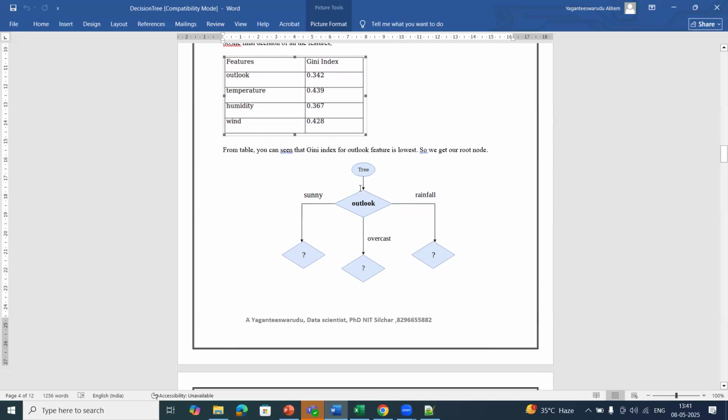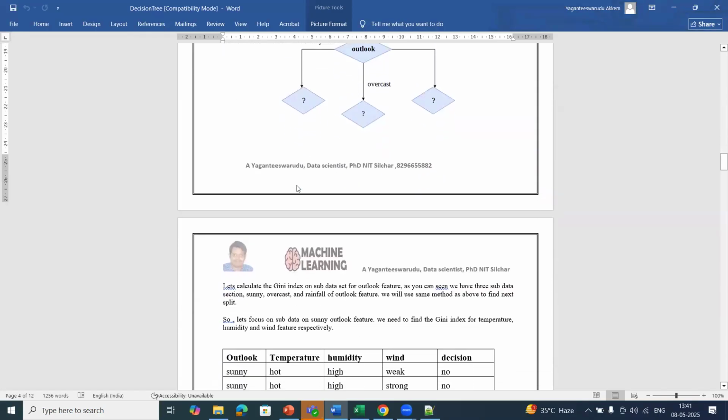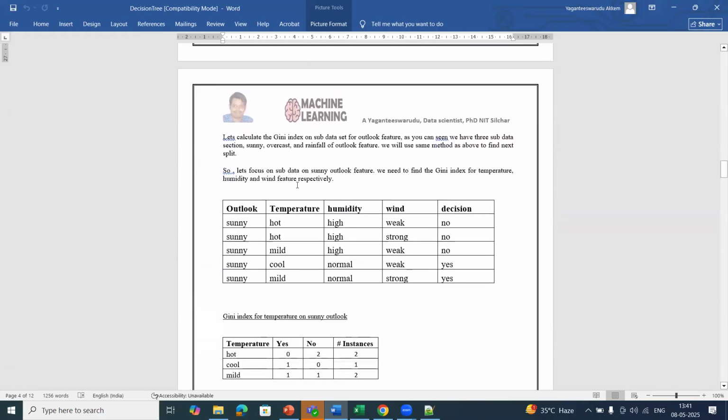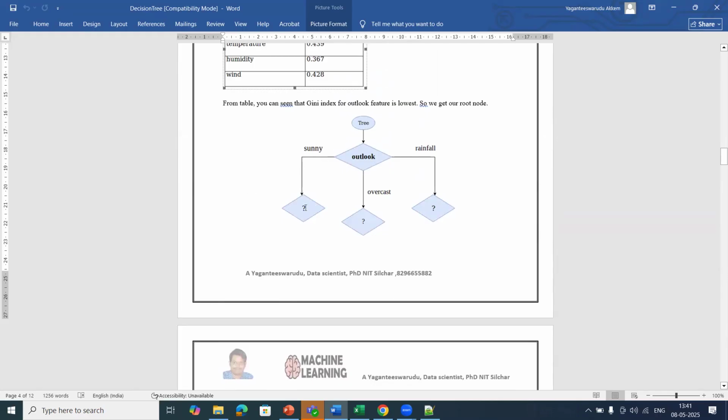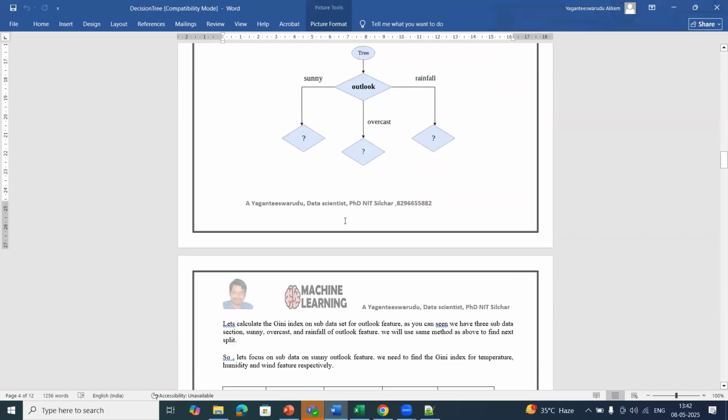Now I know my one feature is Outlook, so now leave out Outlook. Next thing is I need to find what will be my intermediate nodes. I need to do the same Gini index calculations, but now the change will happen in the tables. I know that Outlook is my root node, so now no need to think about Outlook. I know there are three branches: Outlook sunny, Outlook overcast, Outlook rainfall. Now just concentrate on this left side, Outlook is sunny.